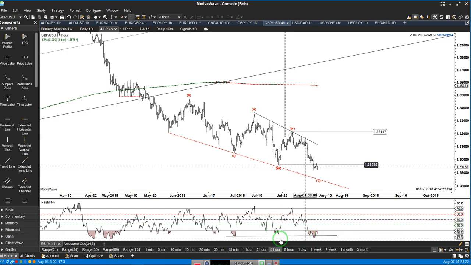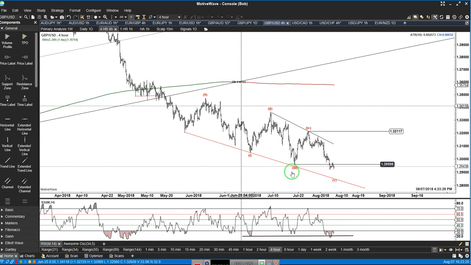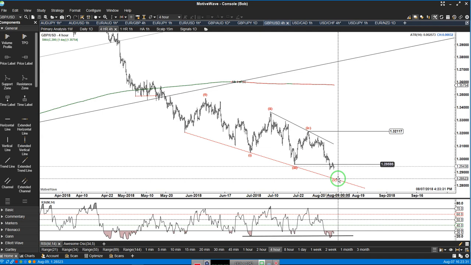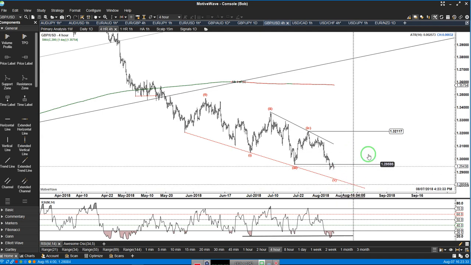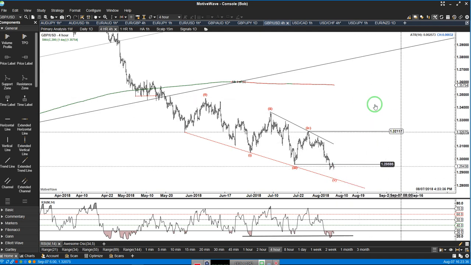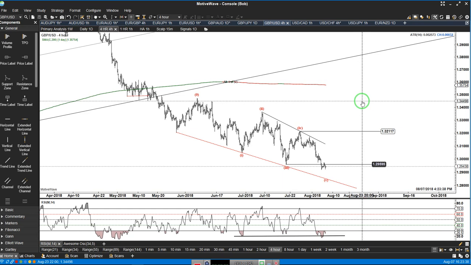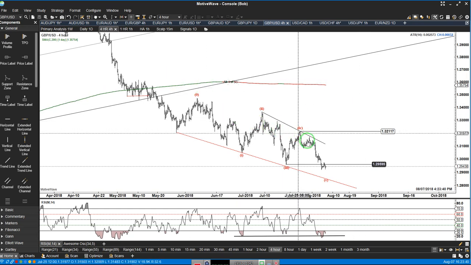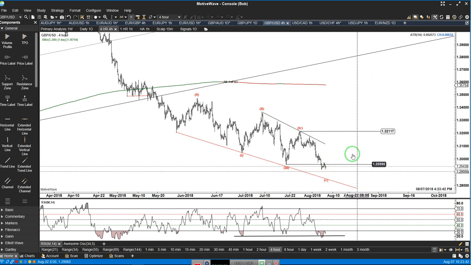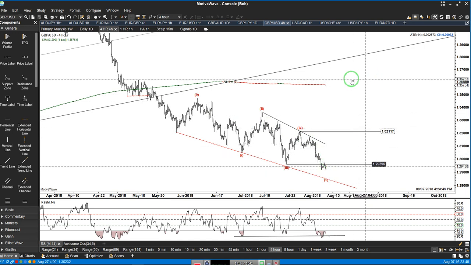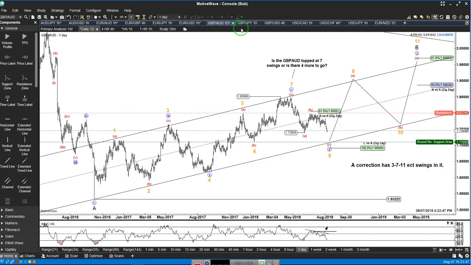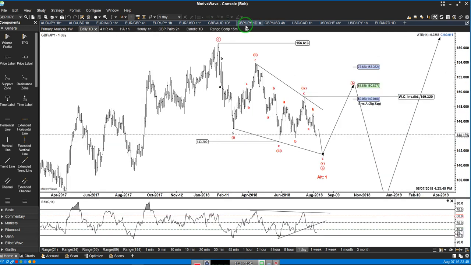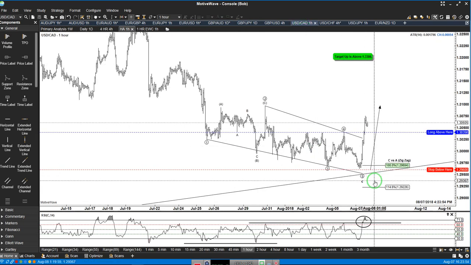or, like I said, there's no divergence here, so I was trying to figure out where we could have an ending diagonal, but maybe this is 3 here, and you get 4 and 5. 32.11 should hold. If we're going to continue with moving lower back above that, then I think we're going to start that 3-wave correction like we see in the pound, Aussie, pound, yen. CAD, nice bounce there.